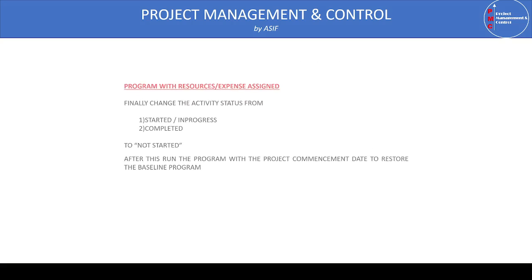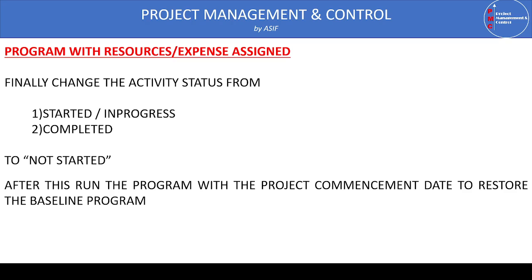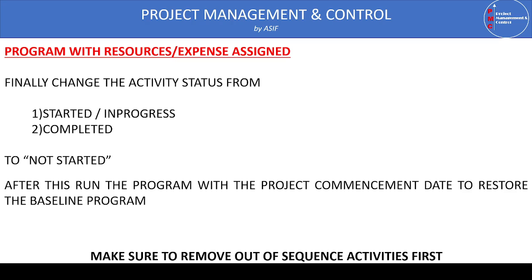And after this, once we do this, finally we are going to change the activity status for the activities which are either incomplete or in progress. We are going to make the status Not Started. This also we can do with the help of global change. As I told you, global change is a very good tool to implement any calculated or regular change. So we use the global change command again here to change the activity status.